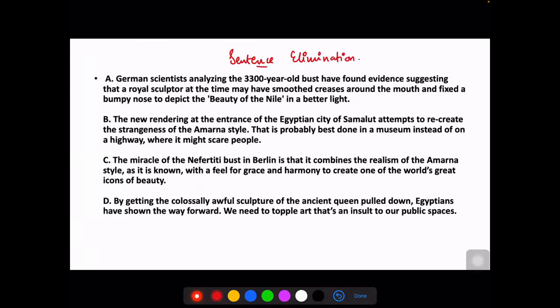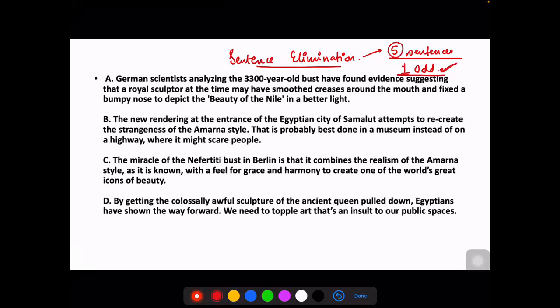So sentence elimination, what is the concept of doing sentence elimination? Basically, there will be 5 sentences given to you, and out of those 5 sentences, 1 sentence is odd, or you can say is not matching with the sequence of the remaining sentences. So in those sentences, you have to pick that odd sentence out.